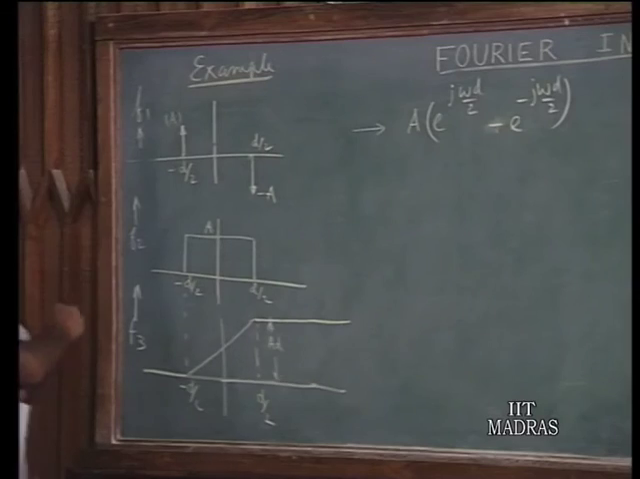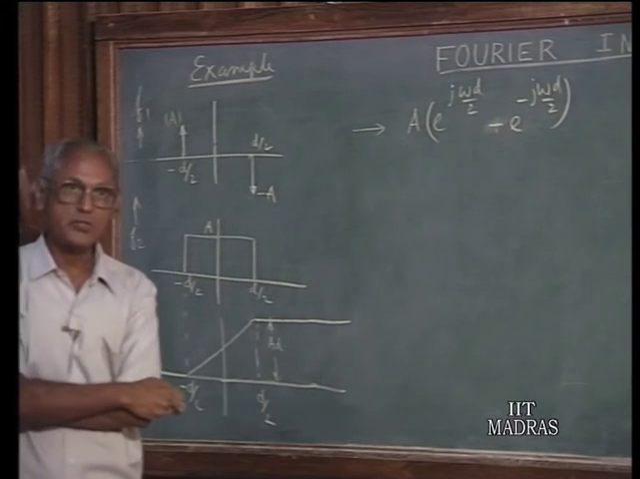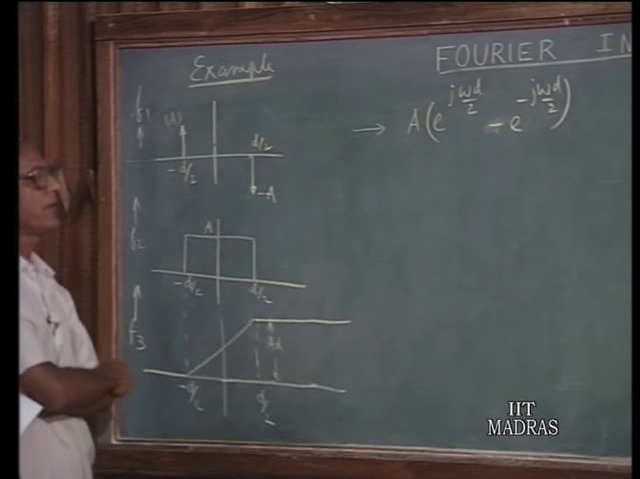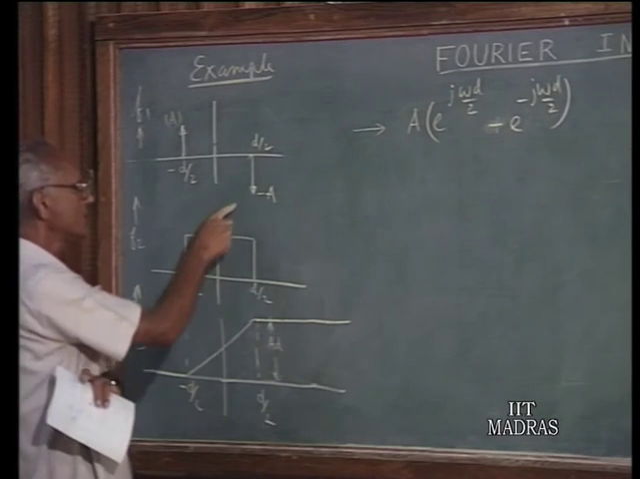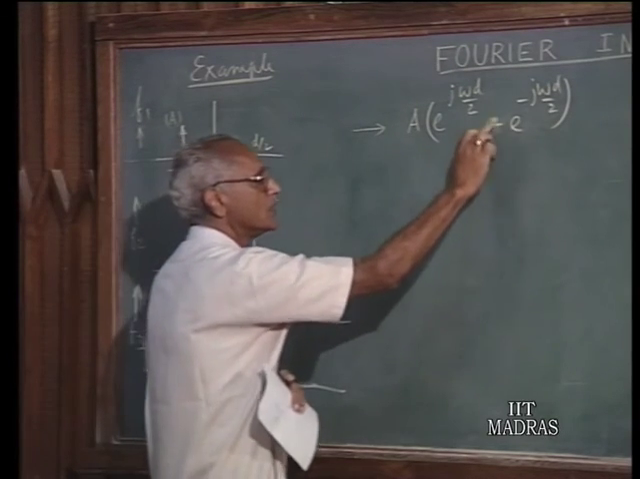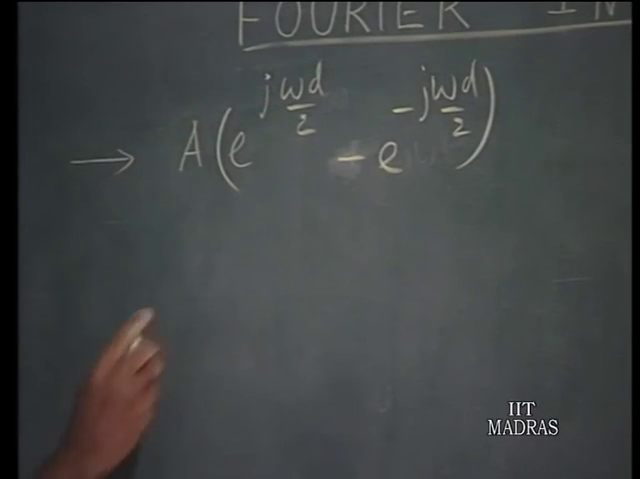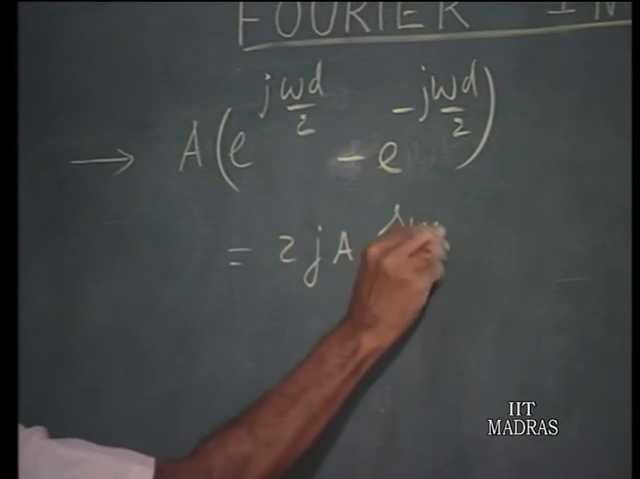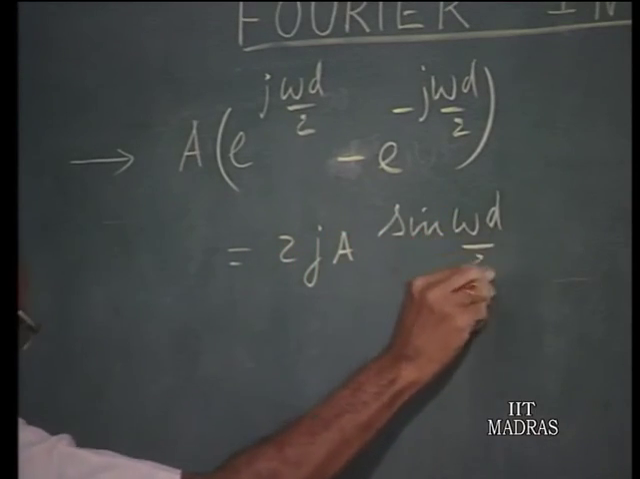Corresponding to this impulse of strength a, you have the Fourier transform a, but since this is advanced in time, you have to multiply by e to the power of j omega d upon 2, and since this is delayed in time, you have to multiply by e to the power of minus j omega d upon 2, and since it is a negative impulse, you have a minus sign here. And this of course is equal to 2ja sin omega d upon 2.